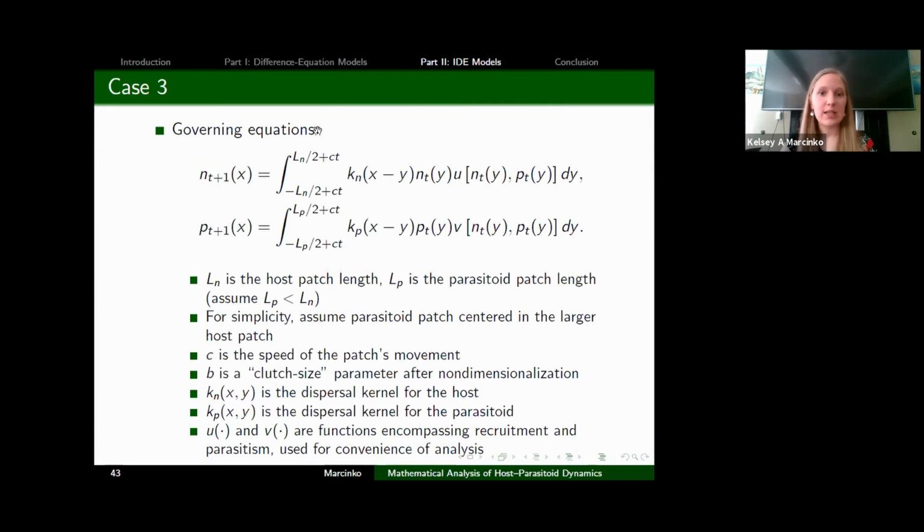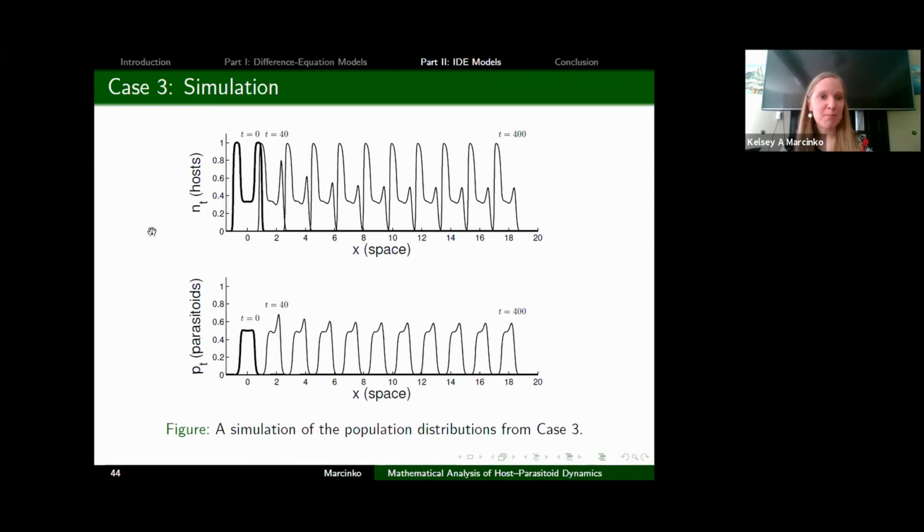Our third case is where the host patch and the parasitoid patch are different. The parasitoid patch is within the host patch, and again, assuming the parasitoid patch is centered, these are the governing equations, and I think everything else here is the same. But we get some interesting shapes when we look at these simulations. So again, space is on this axis, hosts here, parasitoids here. For this particular simulation, I'm assuming that the host is on a patch of length 2 and the parasitoid is on a patch of length 1.